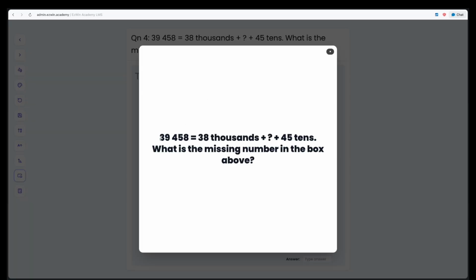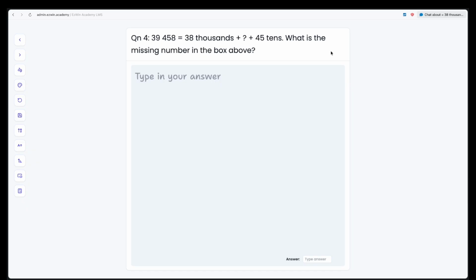Question number 4: 39,458 is equal to 38,000 plus what? Plus 45 tenths. What's the missing number in the box? Okay, so basically, we have 38,000, and then we have 45 tenths.